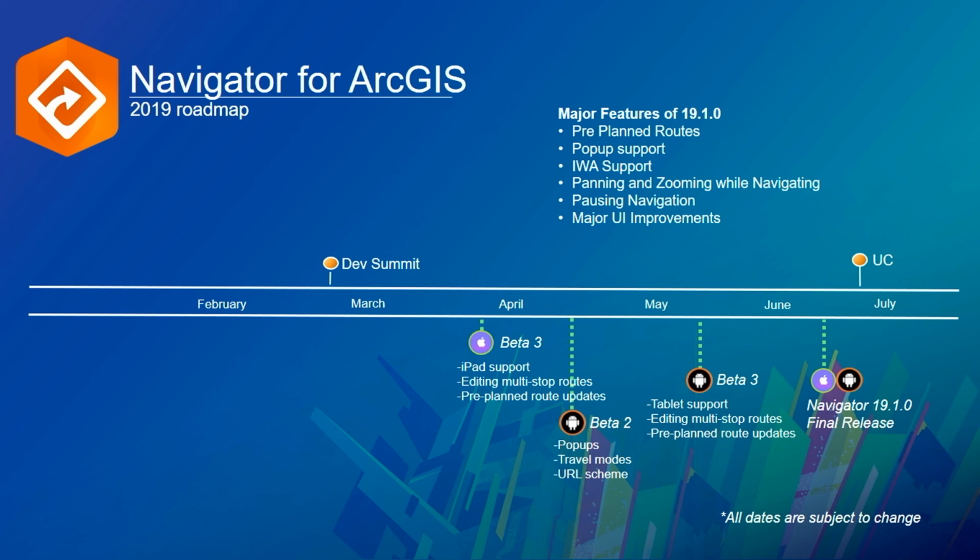Pre-planned routes is the biggest one, but things like pop-ups, IWA support, panning and zooming while navigating, you saw that a little bit ago, pausing navigation, and then the major UI improvements to make it just more consistent with the rest of the applications and more usable through some of those contrast things that Brent was talking about. So we anticipate the final release on both iOS and Android before our users conference in July. So that will be in the next few months.